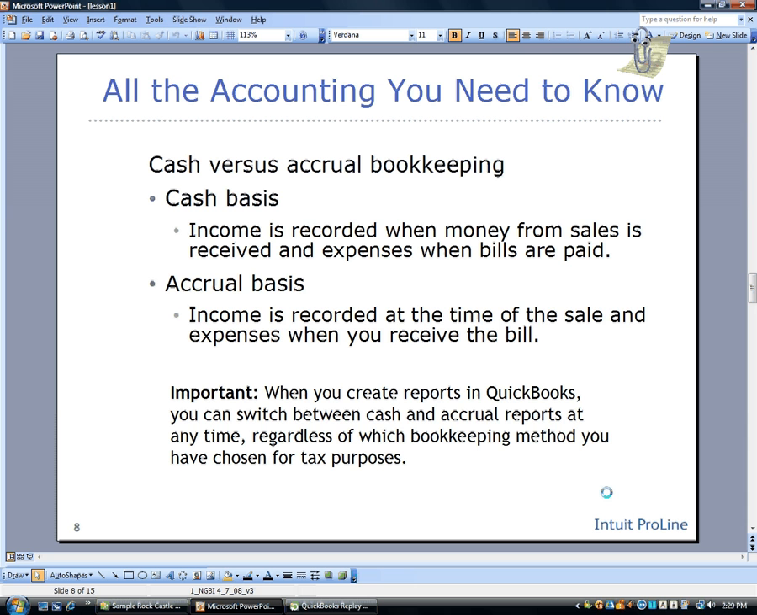Cash versus accrual bookkeeping. Cash basis: income is recorded when money from sales is received and expenses when bills are paid. Accrual basis: income is recorded at the time of the sale and expenses when you receive the bill. Okay, so let's talk about the cash basis. And that's real important to us in the state of Hawaii, because in the state of Hawaii, we have to pay a general excise tax.